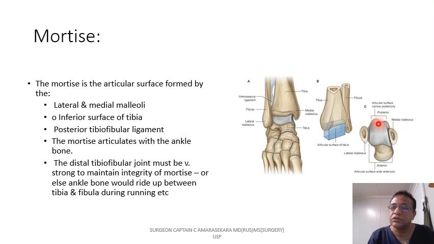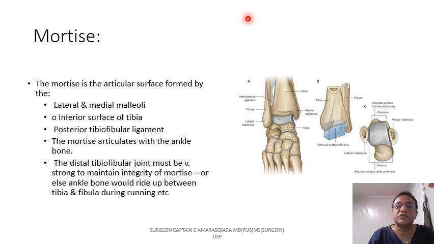It's peculiar. You see this, the posterior articular surface is smaller, narrower than the anterior articular surface of the talus. So this is the peculiar arrangement to prevent the talus from overriding up between tibia and fibula.